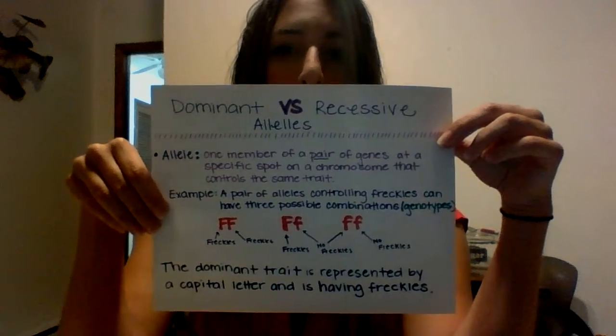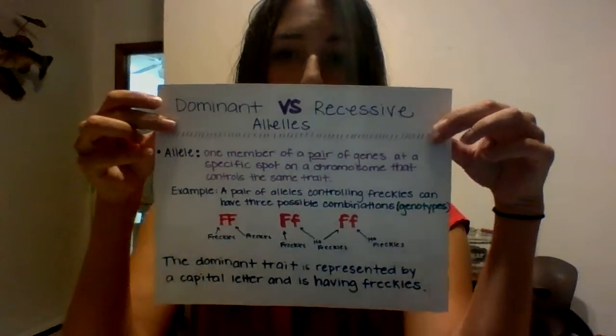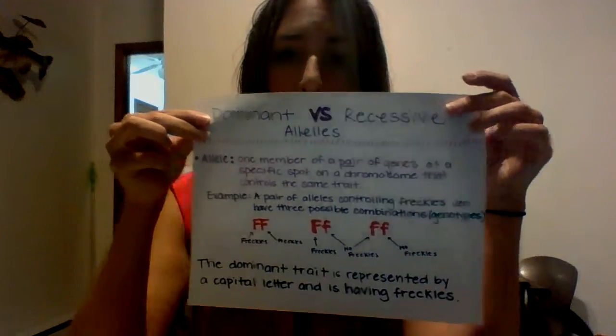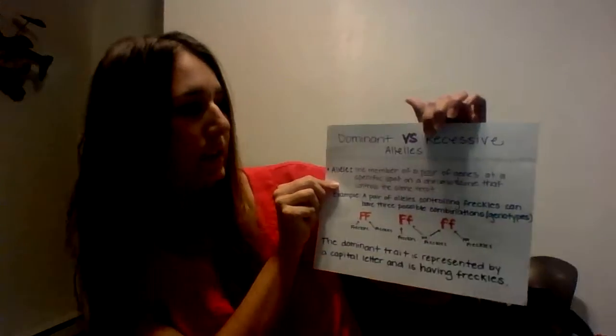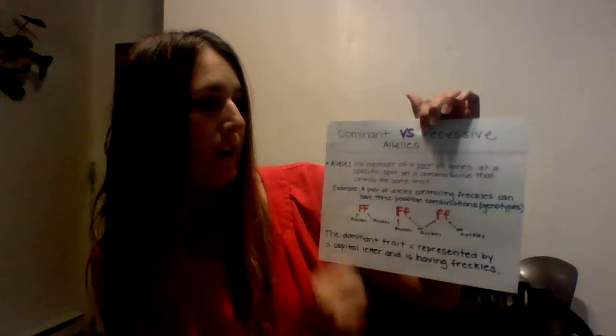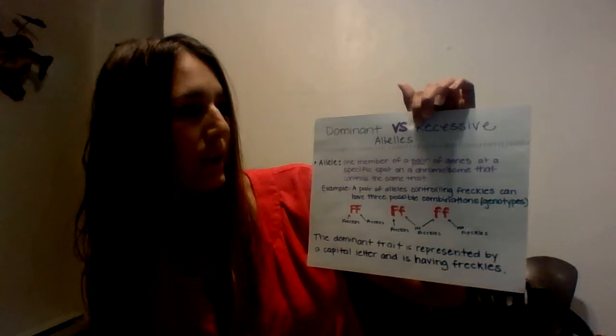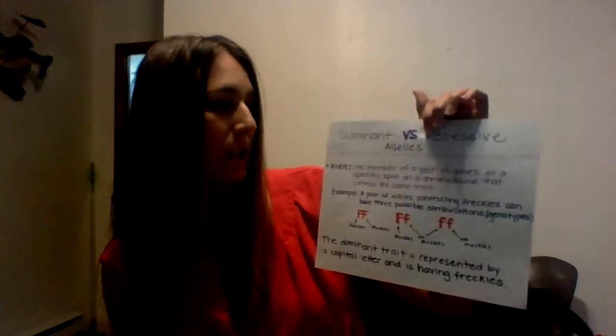So I'm going to talk to you guys about alleles, which is what makes up a genotype of an organism. So with alleles, we have two different kinds of alleles. We have dominant and we also have recessive. So an allele is one member of a pair of genes at a specific spot on a chromosome that controls the same trait. So a pair of genes.